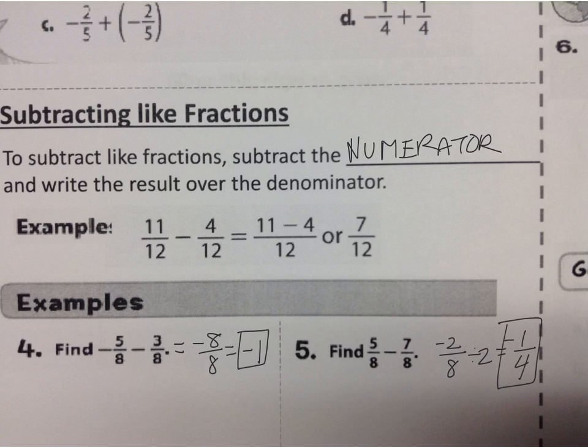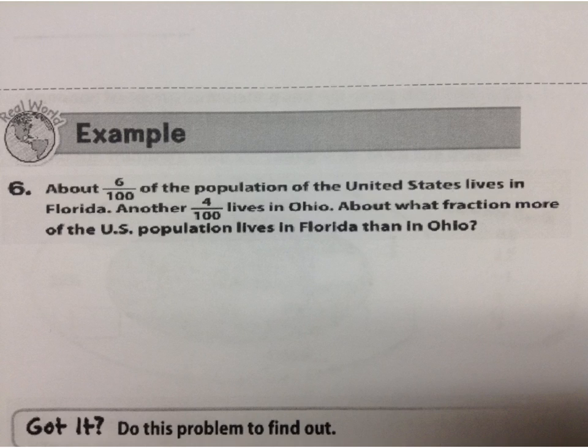About 6 out of 100 of the population of the United States lives in Florida. Another 4 over 100 lives in Ohio. About what fraction more of the U.S. population lives in Florida than in Ohio? Okay, so right over here it says about what fraction more lives in Florida than in Ohio. That means we're trying to compare these two. What's the difference between them?